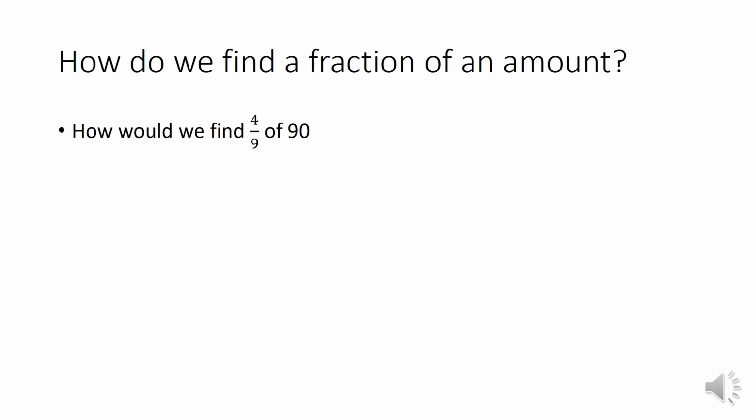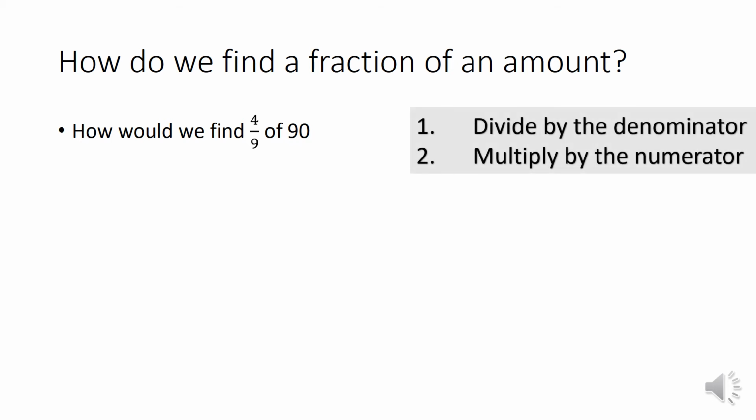So how would we find 4/9 of 90? This one I'm going to do without a diagram, but we are going to have the method up here. Divide by the denominator, multiply by the numerator. So let's do that. What is our denominator in this case? Our denominator is 9. So for step 1, divide by the denominator. So 90 divided by 9. How many 9s go into 90? That is 10.